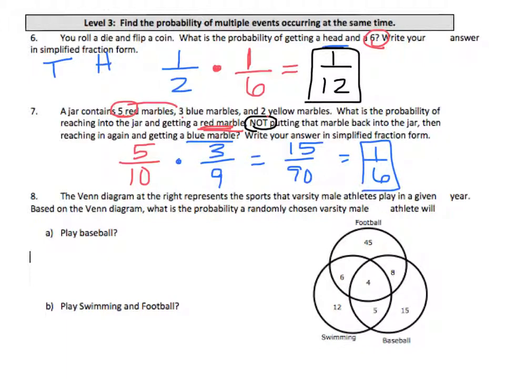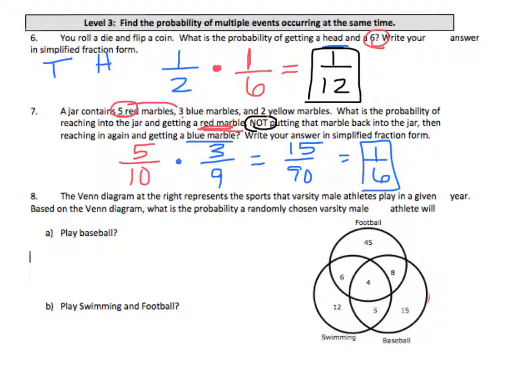Okay, last one, in number 8, it said the Venn diagram at the right represents the sport that varsity male athletes play in a given year. Based on the Venn diagram, what is the probability of randomly choosing a male athlete that will play baseball? So if you want to look at this baseball circle, you need to understand what a Venn diagram means. So let's go back here.